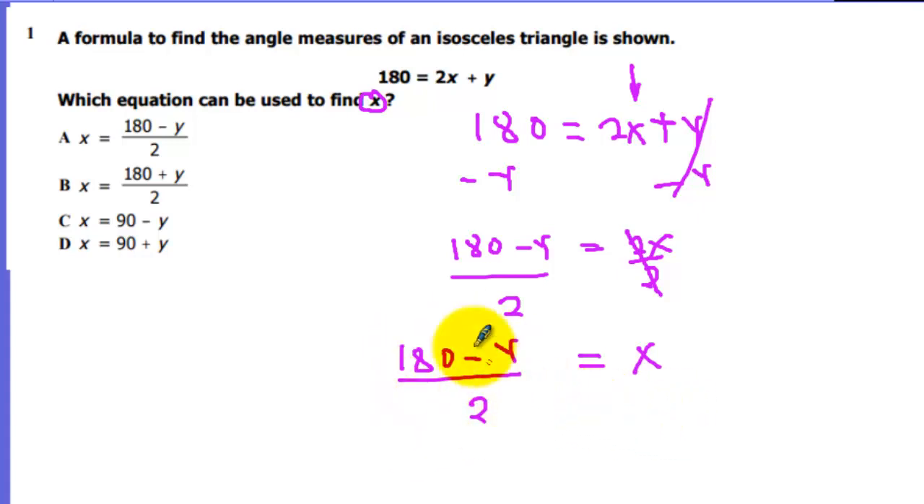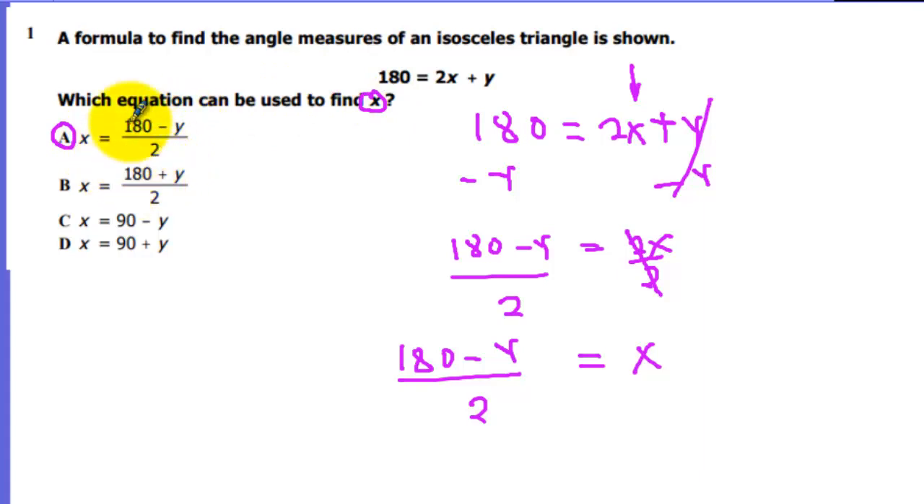And this equation here can already be found in our choices. It is actually this one. So the correct answer for this problem is x equals 180 minus y over 2.